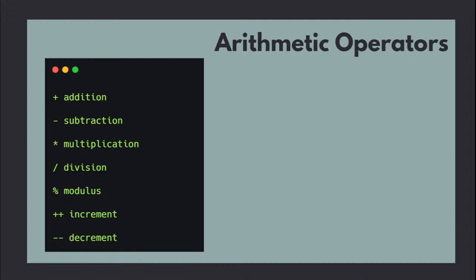So what is addition? Adding two numbers, you can use the plus operator. That is an arithmetic operator. Then you have minus, which is for subtraction. Then you have the asterisk symbol for multiplication, and you have division with forward slash. Then with the percent symbol you have modulus, and you have double plus to increment any variable, and double minus to decrement anything.